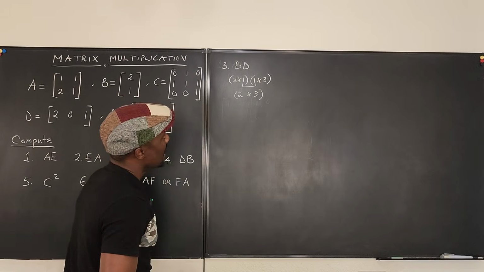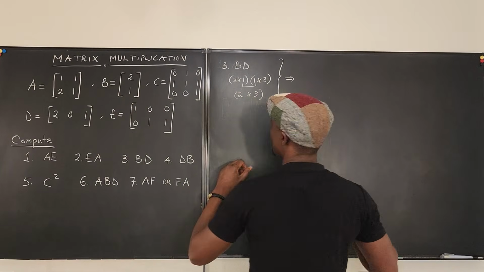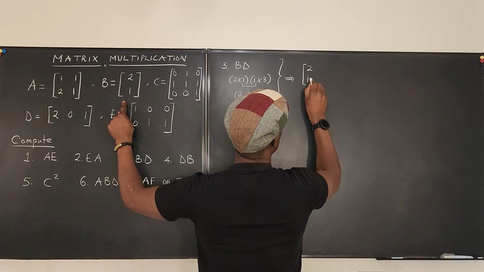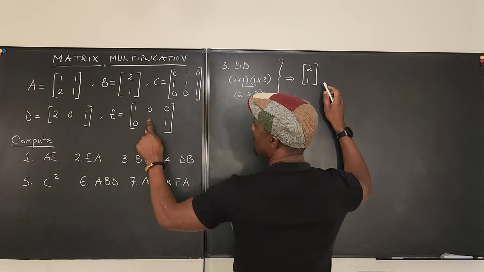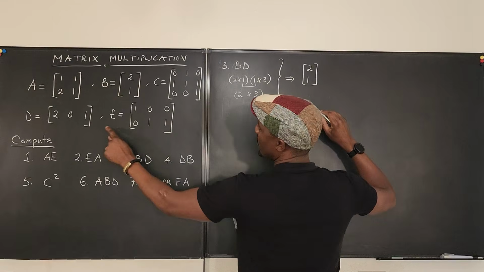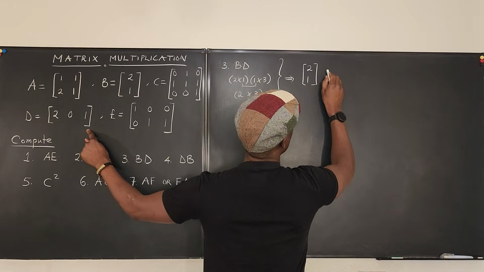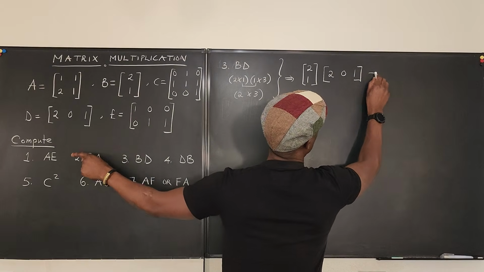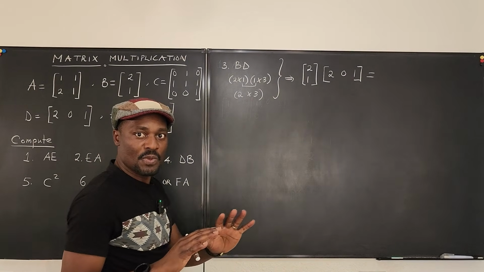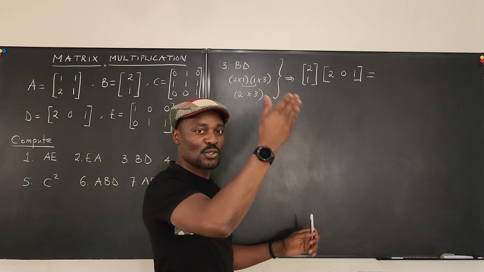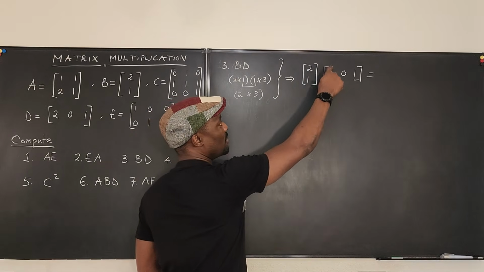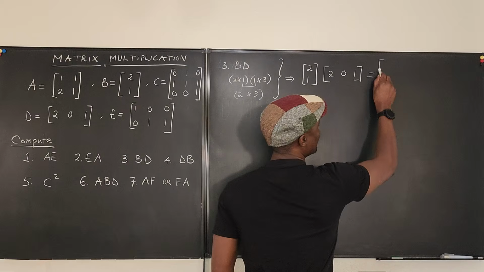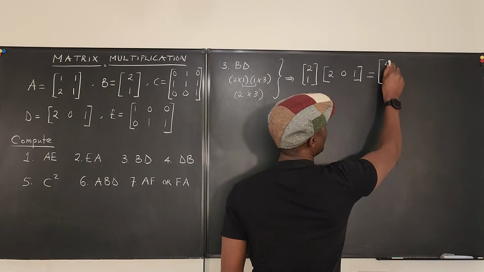Okay, so let's do that. If we put it here, it means we have 2, 1 multiplied by D, which is 2, 0, 1. So remember, we're just going to do the calculation. Now, there's just one column. So you just take the top, multiply it by this. So it's just going to be 2 times 2. What do you get? You get 4.